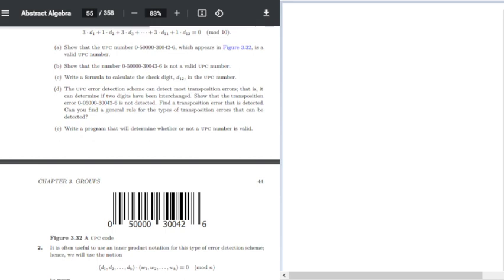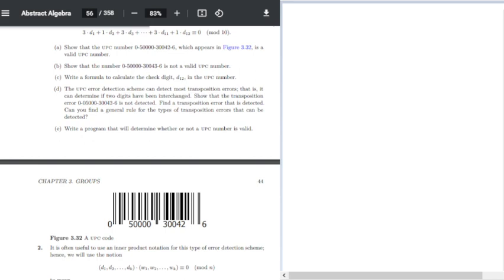What it will be, most likely, is things that are transposed by... because things are multiplied by either 3 or 1, it'll be an error when a 1 and a 3 are interchanged, or a 3 and a 1 are interchanged, but not when a 3 and a 3 or a 1 and a 1 are interchanged.